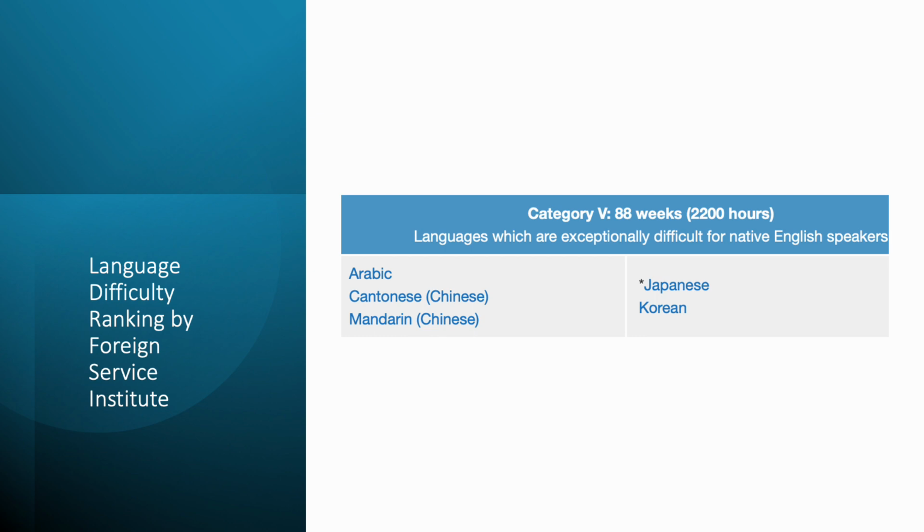And category 5 is the most difficult languages to acquire if English is your first language. Some of these languages include Arabic, Cantonese, Mandarin, Japanese, and Korean. Most native North American languages will also fit into this category 5, taking up to 2,200 hours to achieve probably an intermediate level of fluency. Keep in mind that this course is aiming for 336 hours.